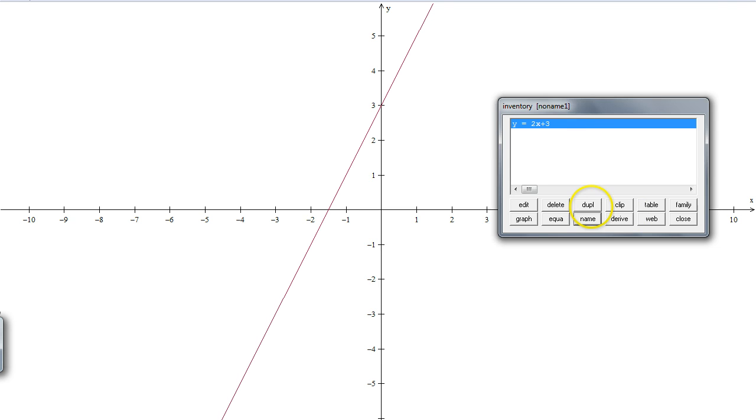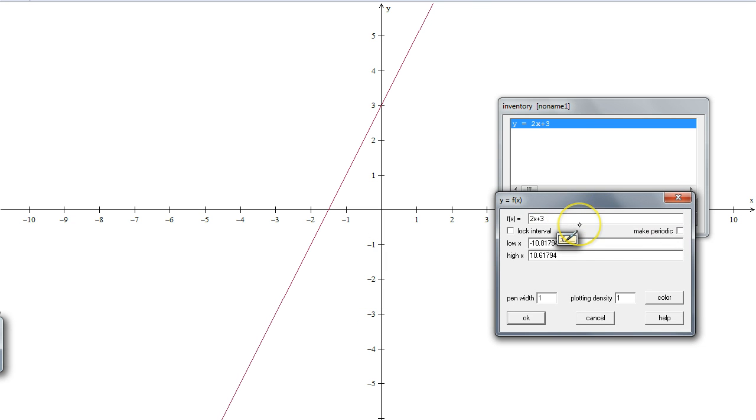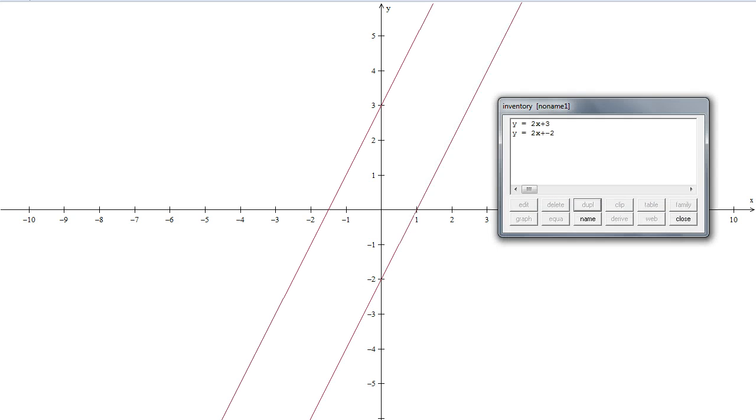I'm going to plot another line. Let me duplicate that. Instead of 2x plus 3, I want the same exact line, but I want it to intercept at -2. What can I do so that it's the same exact line with the same slope, but the line goes through -2? Anybody know how to do that? Yes. 2x plus -2. There you go. What do you guys notice about these two lines? They are parallel. Why do you think they're parallel? They have the same slope.